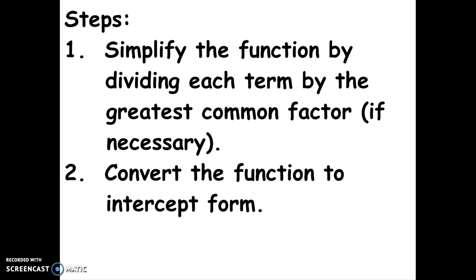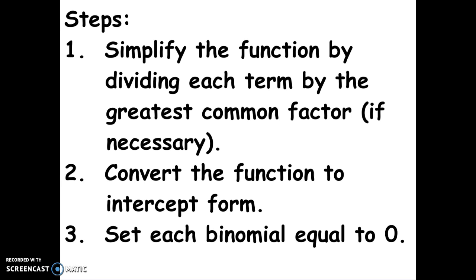Next, you'll convert the function to intercept form, which you'll remember from the previous lesson. Then you'll set each binomial equal to 0. And then finally, you're going to solve for x.